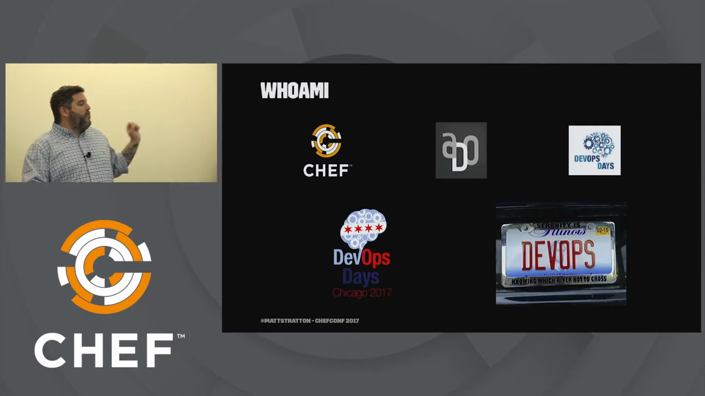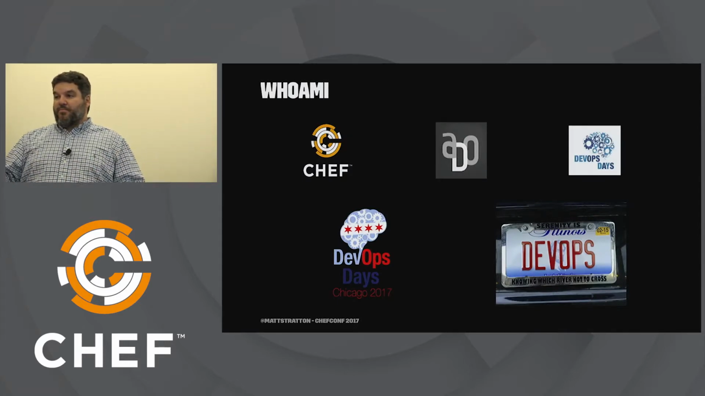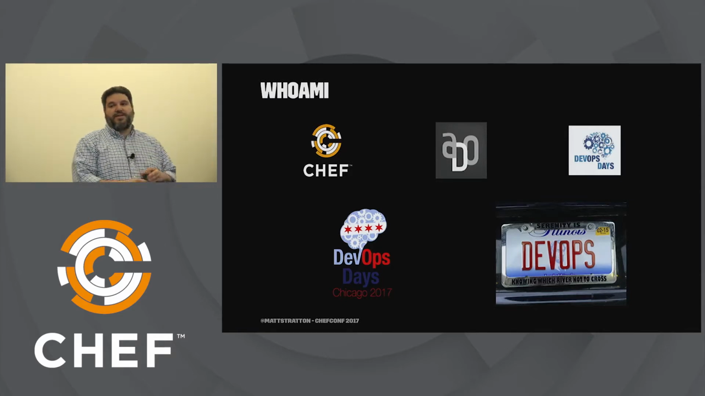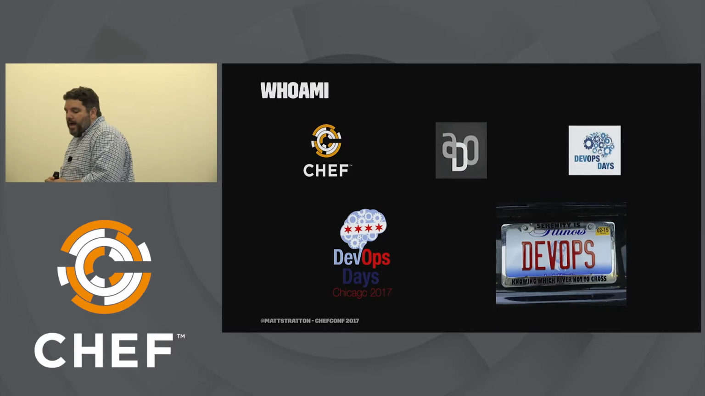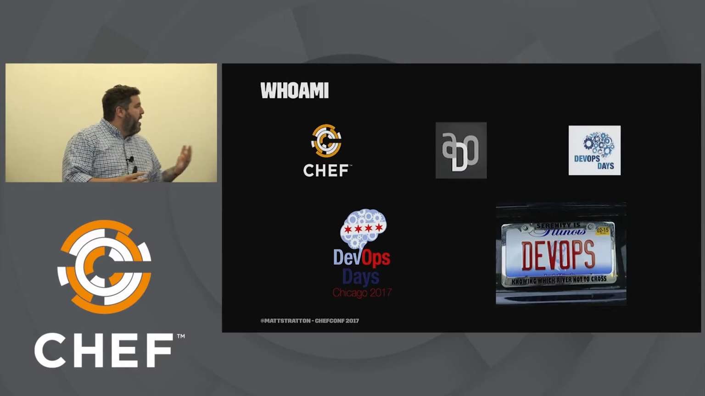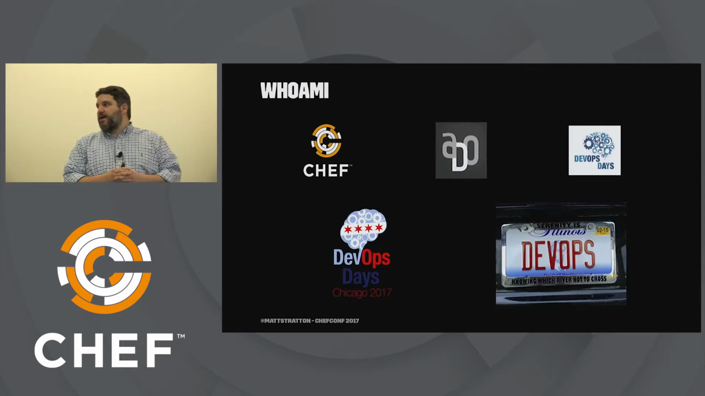So, who am I? My name is Matt Stratton. That much you know from the program. I work at Chef. I am a customer architect, which means I design customers. I've been at Chef for about 3 years. I've been a member of the Chef community for many years longer than that. I am the creator and co-host of a podcast called Arrested DevOps, and if you would like stickers, I have them.